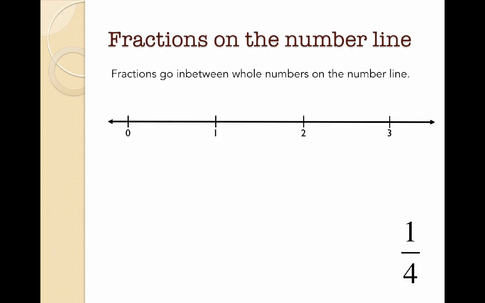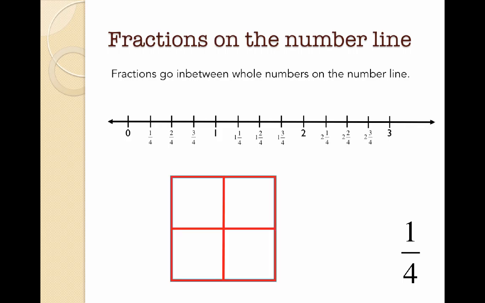Finally, we're going to have a look at a quarter. Same thing, I'm going to take each of my numbers and divide them up into 4 equal parts. I'm going to put the quarters on from 0 to 1, and then I'm going to put the other quarters on. Here is a square that is made up of 4 equal sized smaller squares, each one representing 1/4.